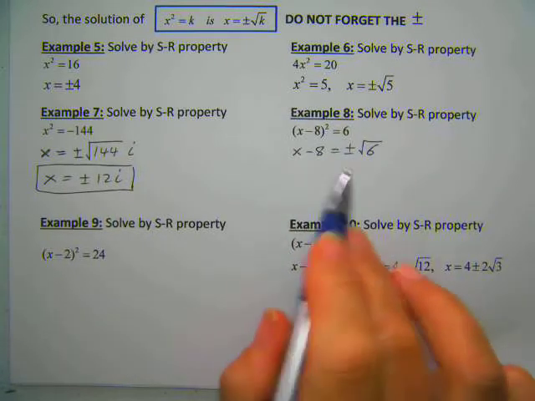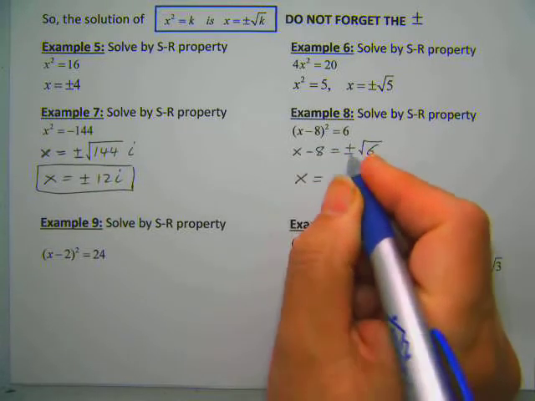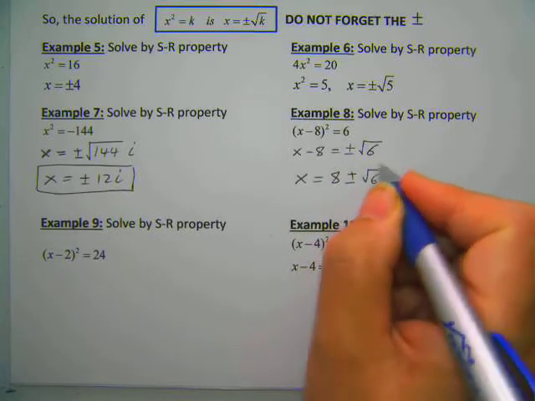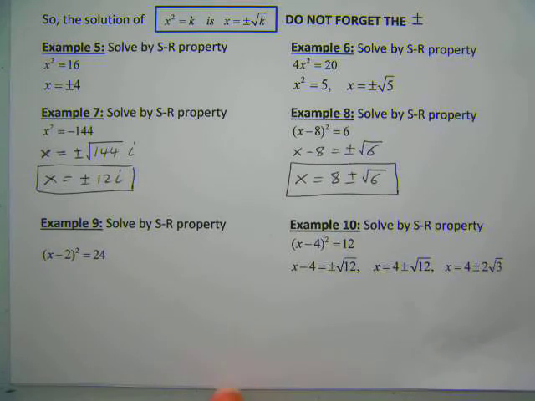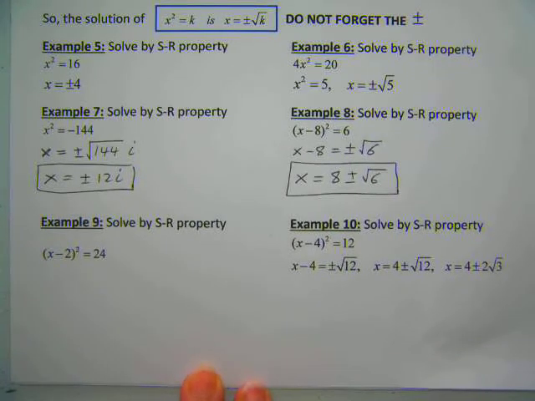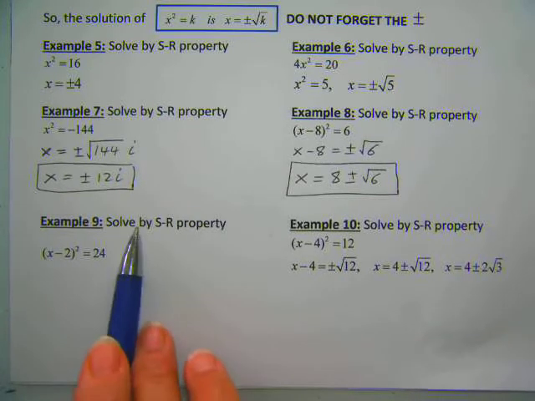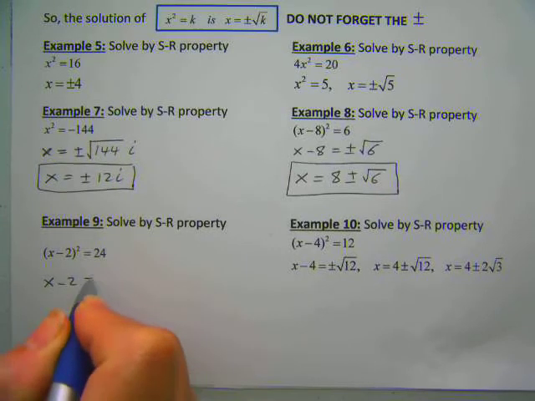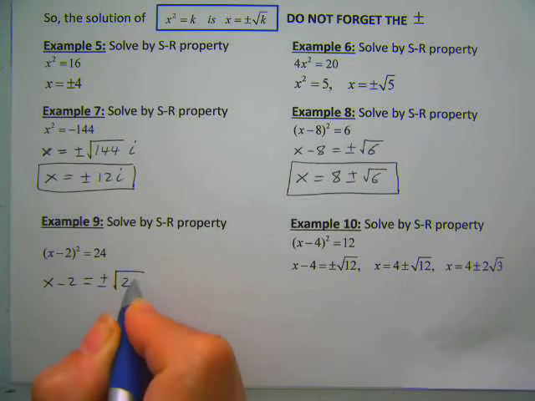And now to solve this, you just add 8 to both sides. We always like the plus or minus to be in the middle, just cosmetic. And we're done because we cannot simplify that. Again, this method will be used for the next method. Solve by the square root property. Again, whatever is squared is always equal to plus or minus the square root of the other side.